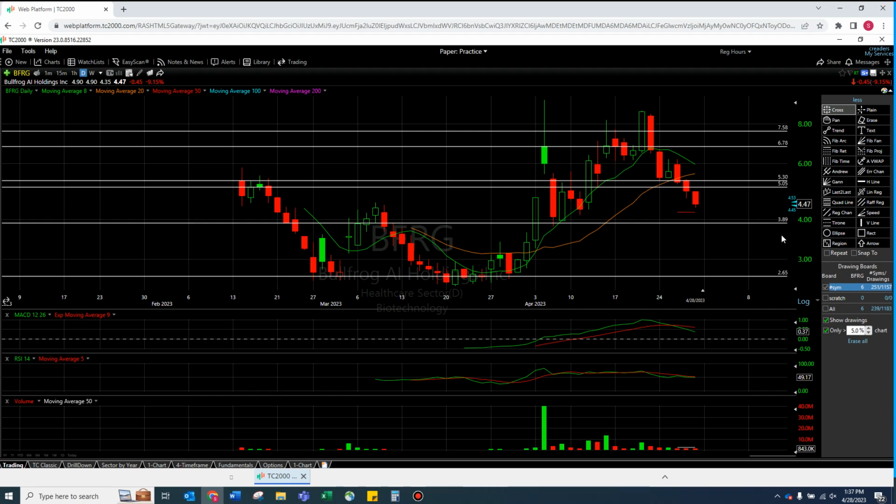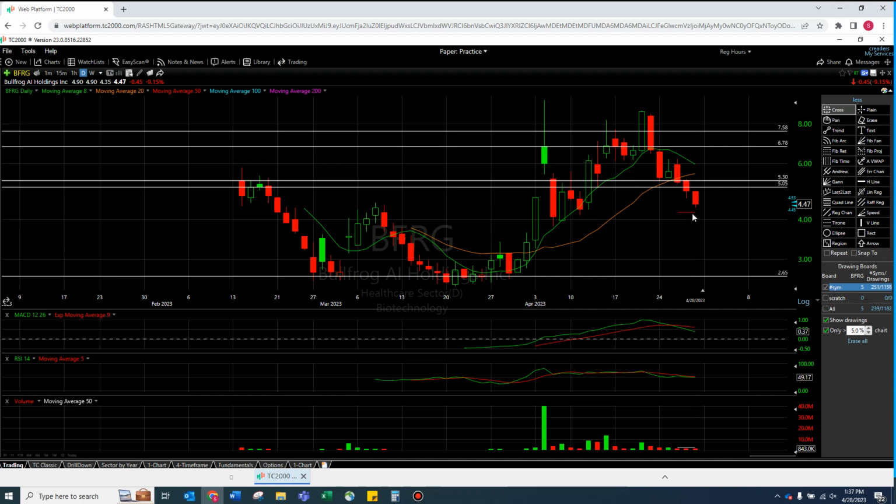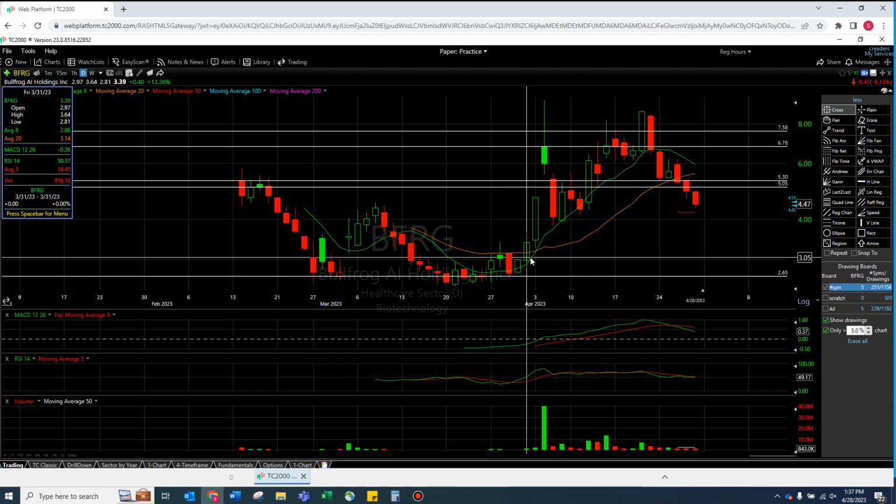I don't think it was that far off from where the last line was, and again, I don't really have that much weight on it. I'm going to delete this. I don't think there's a point in putting that line. Hold the 50 and bounce up, or lose the 50 and probably come down here. Maybe right here, maybe $3 is probably a line worth putting.